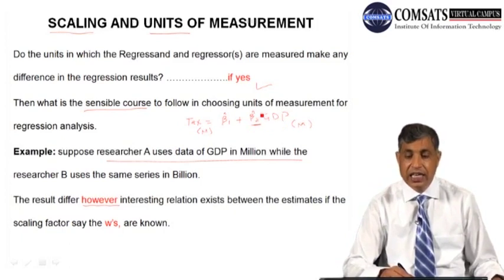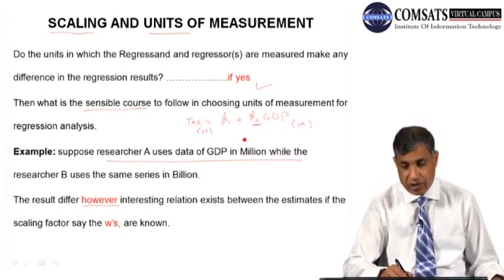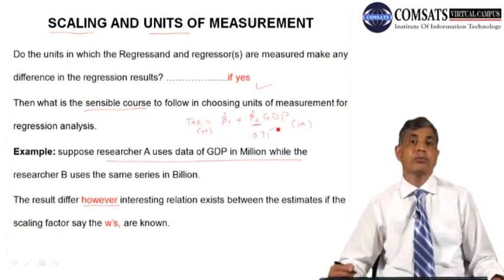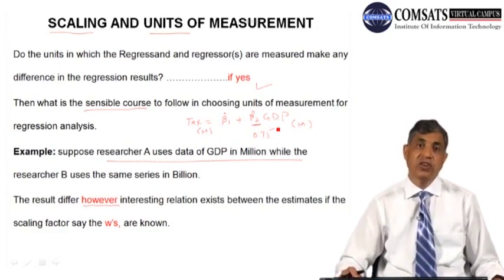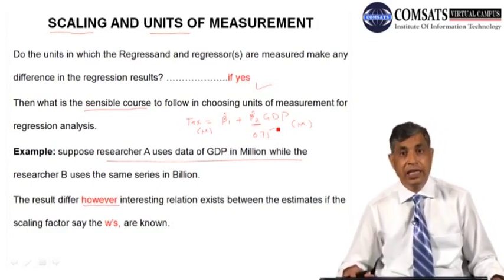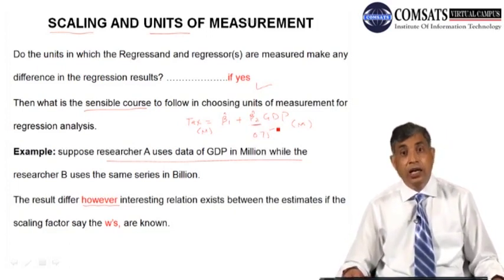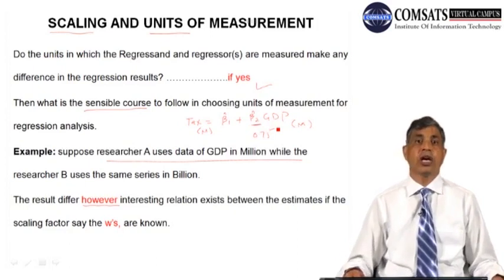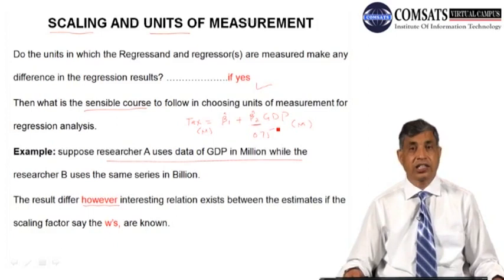On average, there is a beta 2 hat increase in taxes. And if I take the value of beta 2 hat, for example 0.75, it becomes even more clear. What this means is that when there is a 1 million increase in our GDP, the GDP of Pakistan, then on average there is a 0.75 million increase in the taxes.